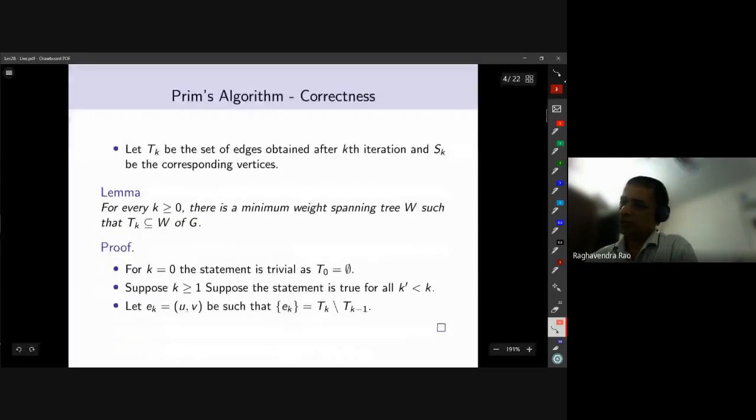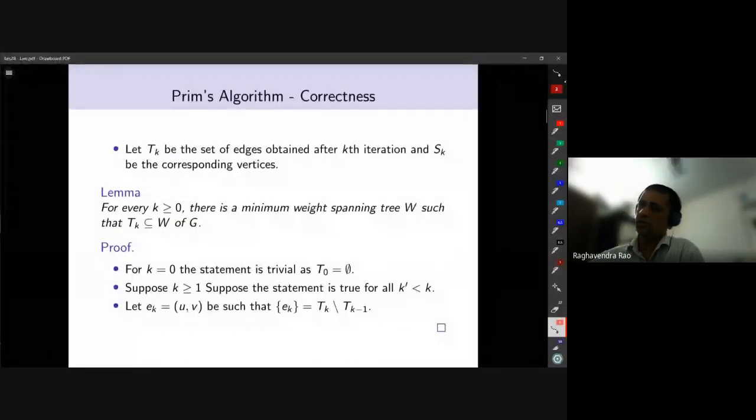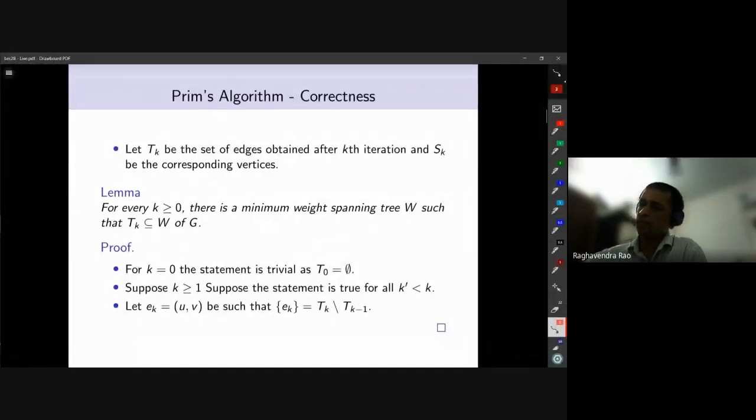The proof is by induction on k. We assume T0 is the empty set and S0 is a single vertex, that is 1. The statement is trivial in that case because every minimum weight spanning tree contains the empty set. Now for k greater than or equal to 1, we'll assume that the statement is true for all k' less than k.